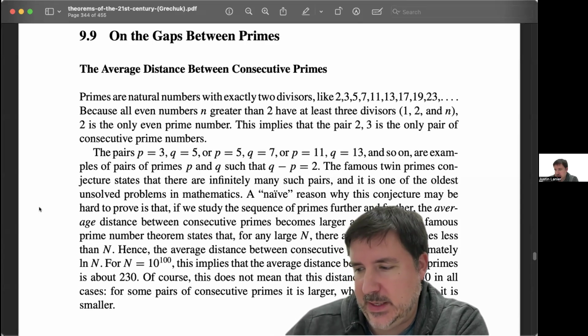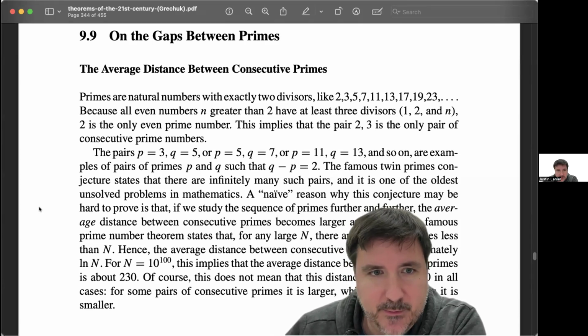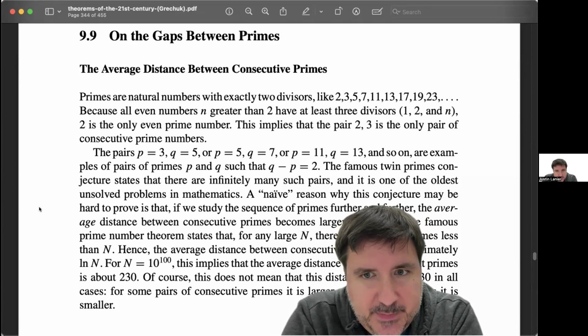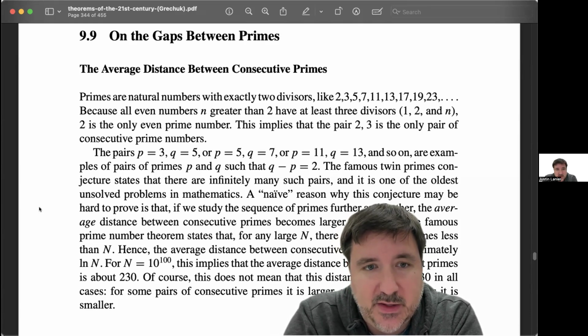I'll come back to that. Okay, but this is apparently a famous prime number theorem. So maybe that's something to look at more. Can do a little internet searching. And the average distance is approximately the natural log of n. I'm not sure how that follows, but I'll roll with it.